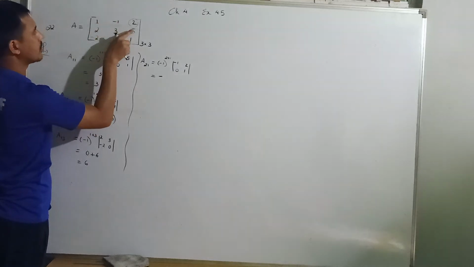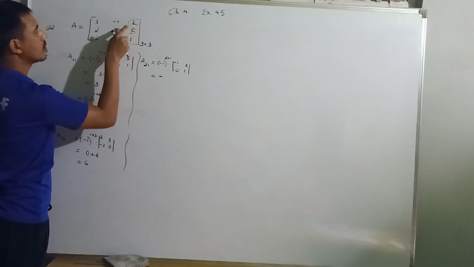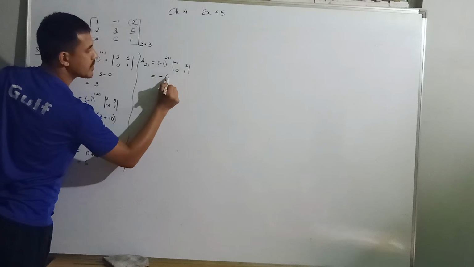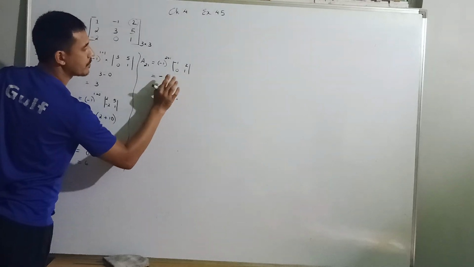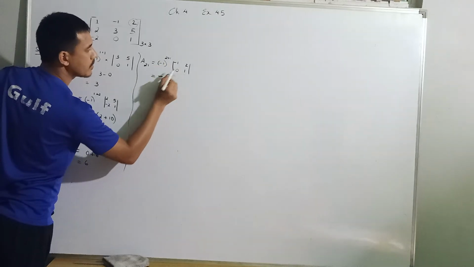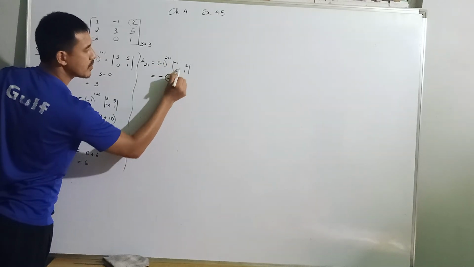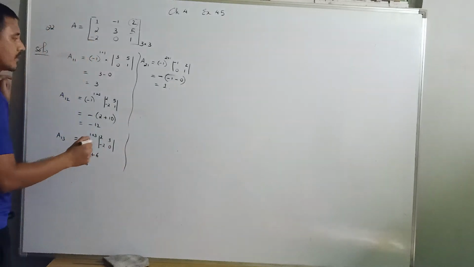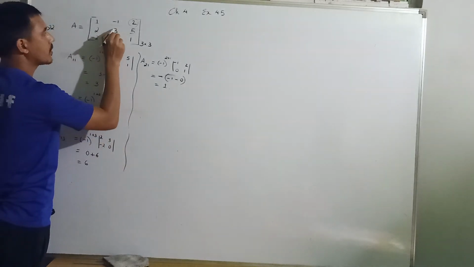2, 1. Minus 1 to 0, 1, right? So this is equal to minus 1 times 1, or minus 1. Minus 1 times, this is minus, and then minus 1 times 1 is minus 1. Minus 0 times 2 is 0. So this is equal to plus 1. Now we take the cofactor of this element.